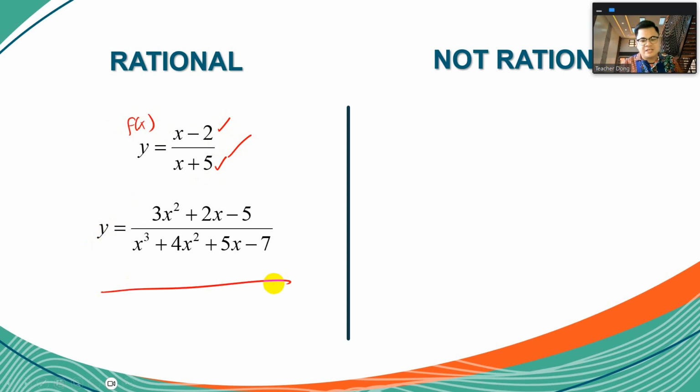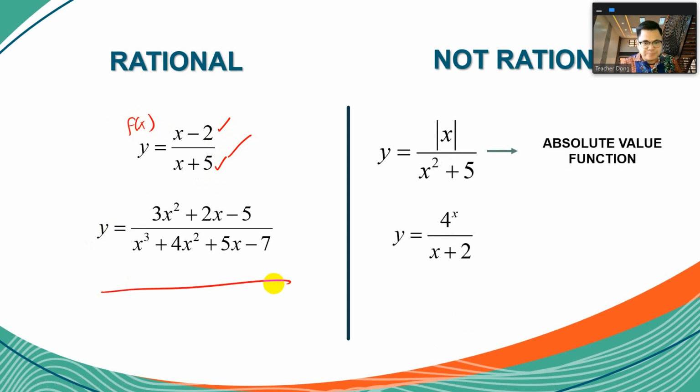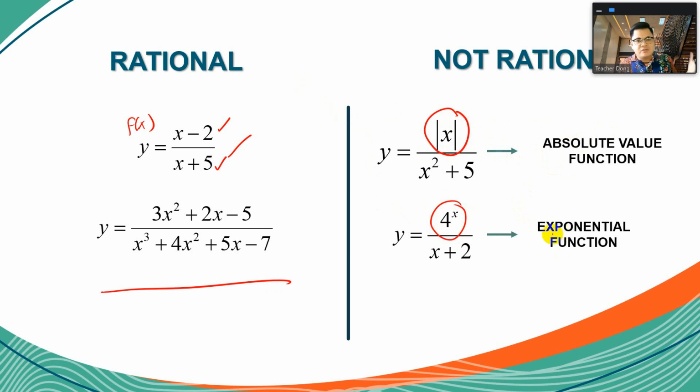Same as well with the second example. How about this? As you can see, this is an absolute value function because we have a specific term wherein we have an absolute value term. And then the other one, as in the previous videos, we have 4 raised to the x power, and this one is an example of an exponential function. So they are more of an absolute value function and an exponential function other than rational functions. So for rational functions, we're just talking about algebraic fractions, algebraic expressions in the form of a fraction.